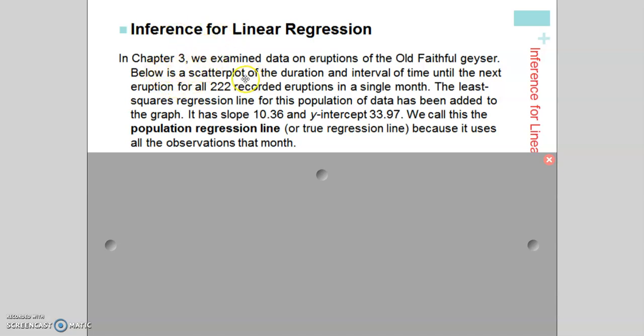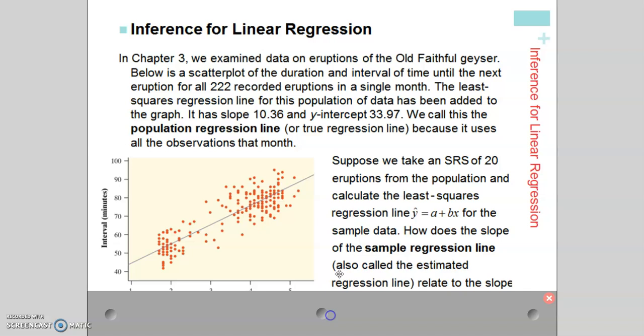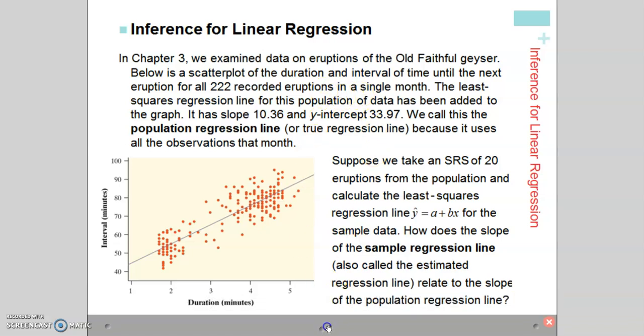Back in chapter 3, if you remember, we looked at data for eruptions of the Old Faithful geyser, and we looked at this scatter plot of the interval of time until the next eruption for all 222 recorded eruptions in a single month. And then we made the least squares line for this population that had a slope of 10.36 and y-intercept of 33.97. This is called the population regression line, or we can call it the true regression line because it's based on the entire population. It uses every observation from the month.